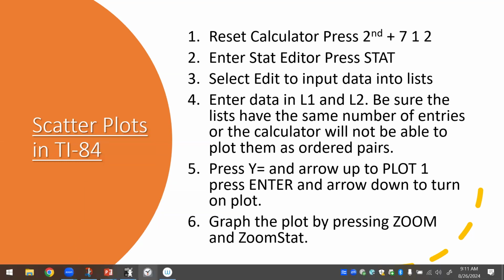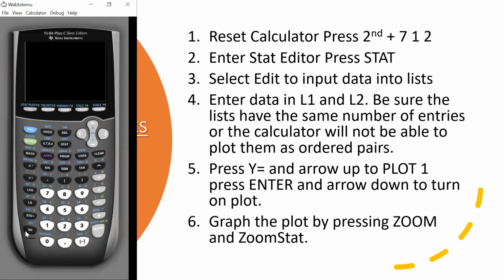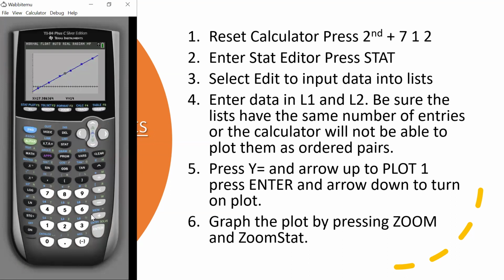Second plus 712. So I'm going to open up Sylvie. I'm going to turn on Sylvie. I'm going to press second plus 712. Okay, notice it resets. All has been cleared. And now I'm going to begin the steps, okay? Step number 2 is to enter stat editor. And I need to get to stat editor by pressing stat.